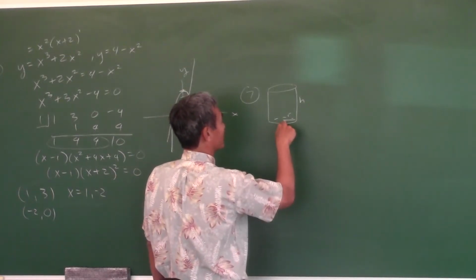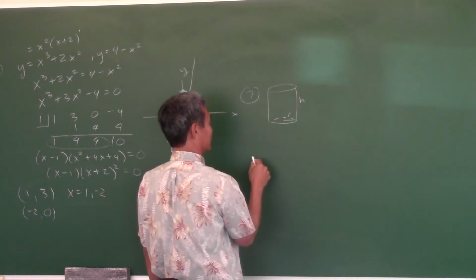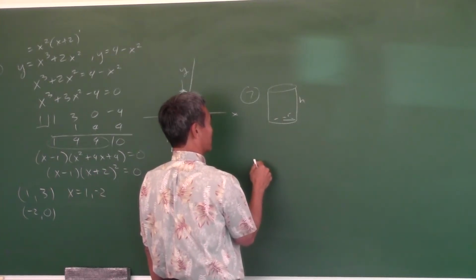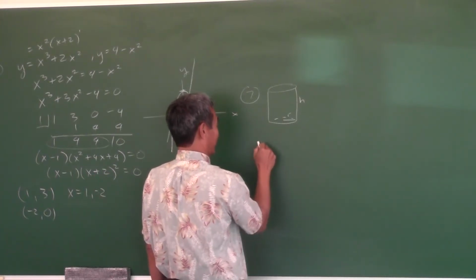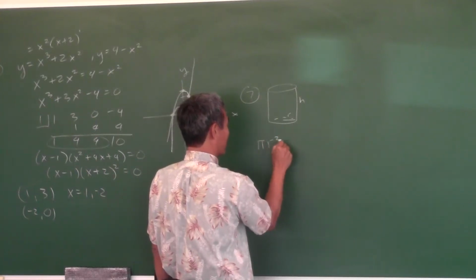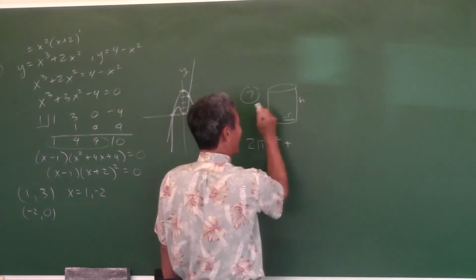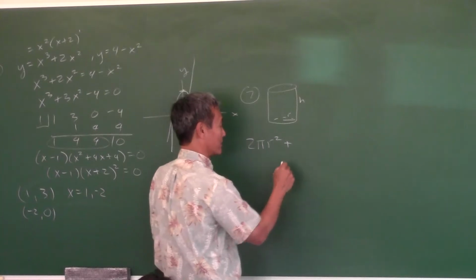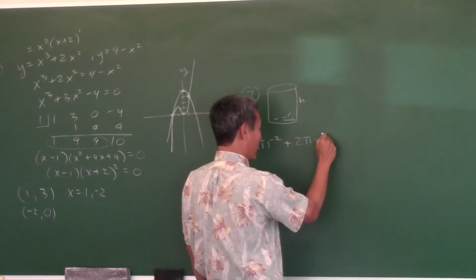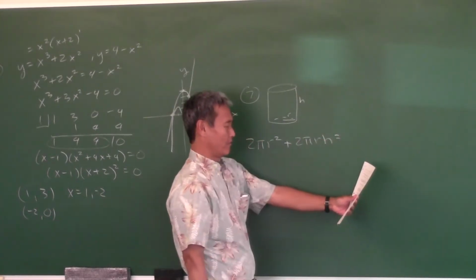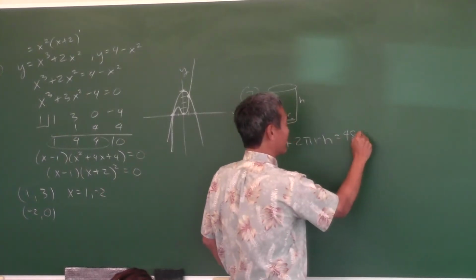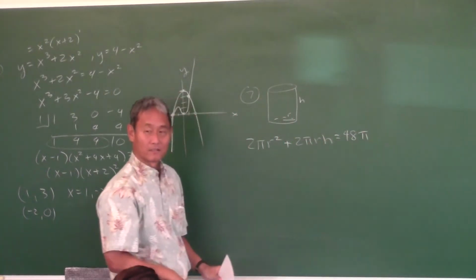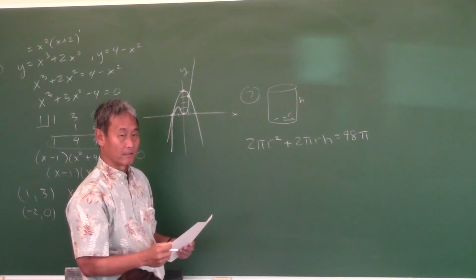Well, you got a circle on the bottom and a circle on the top. What's the area of a circle? Pi r squared, but you got 2 of them. And what's the lateral area of a cylinder? 2 pi r h. That's got to equal 48 pi. You just got 1 point. You guys can write that down, right?